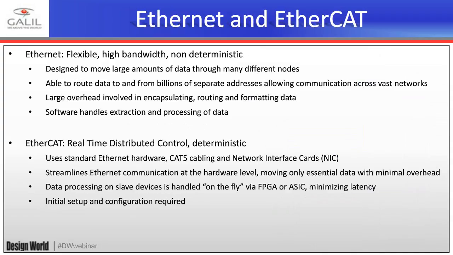So how do Ethernet and EtherCAT fit into these? Quick overview. Ethernet's main advantages are that it's flexible, high bandwidth, non-deterministic, in that it stresses flexibility, designed to move large amounts of data through many different nodes. I mean, we're talking billions of addresses. Most of the traffic on the internet is Ethernet, TCP. So it does a whole slew of things well.